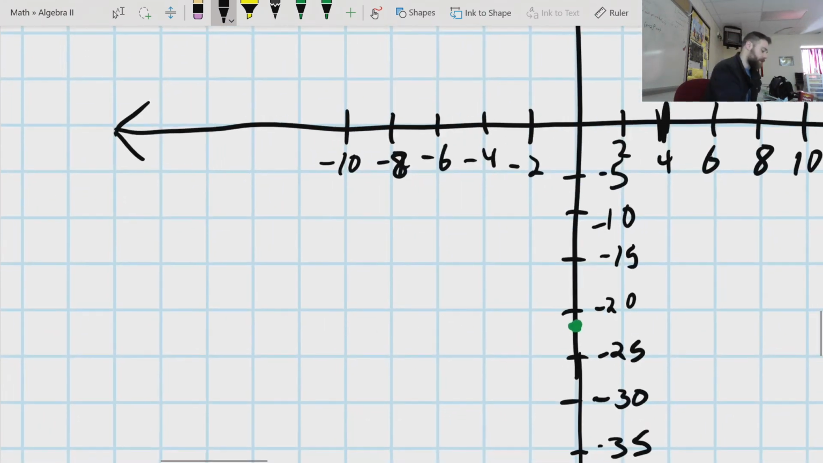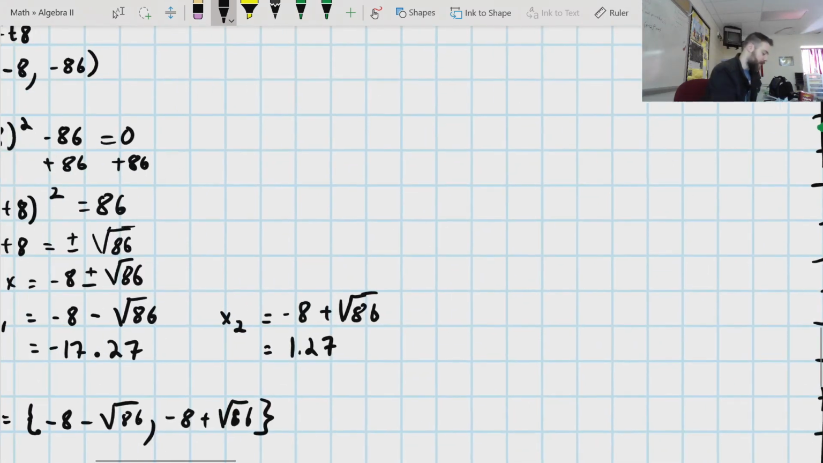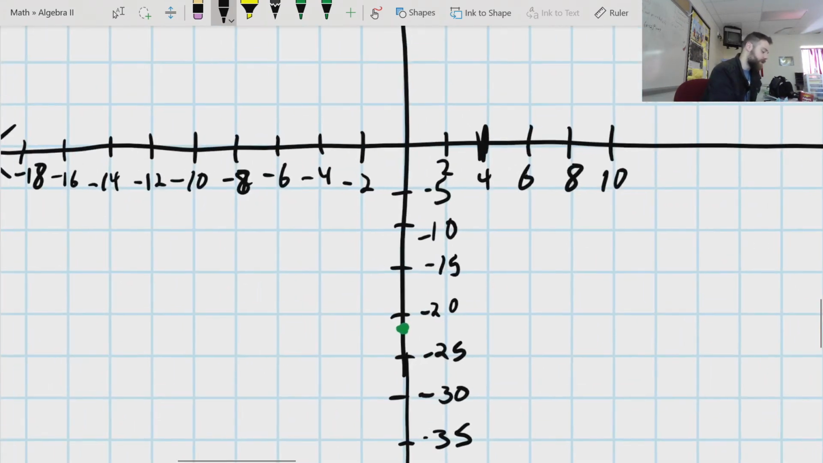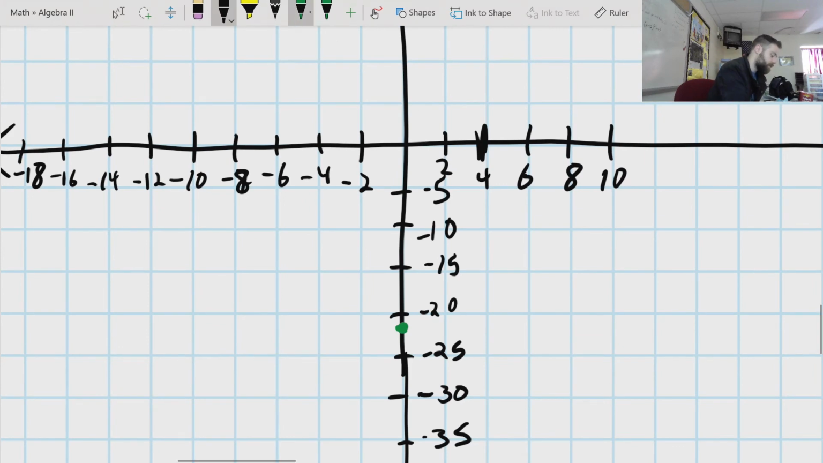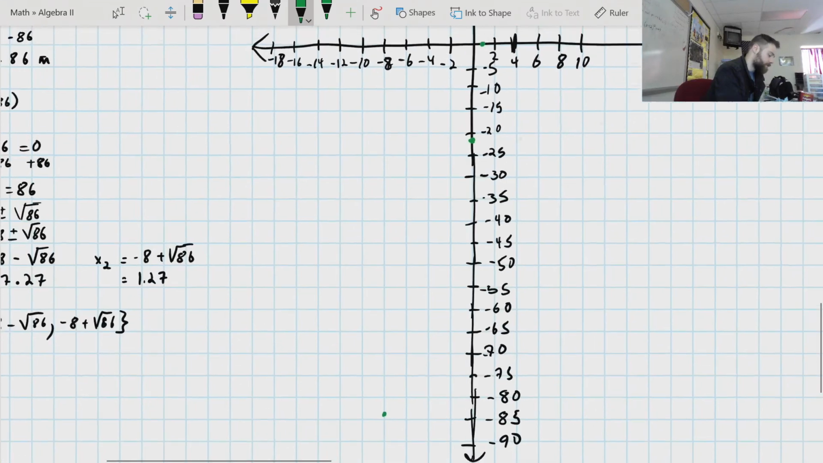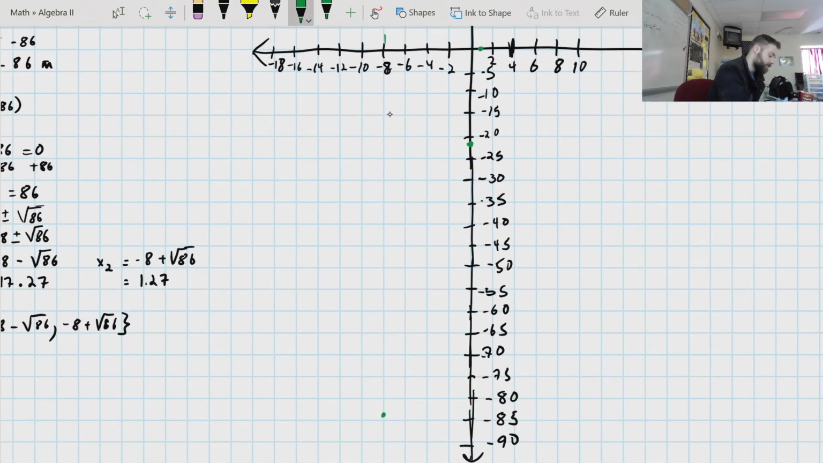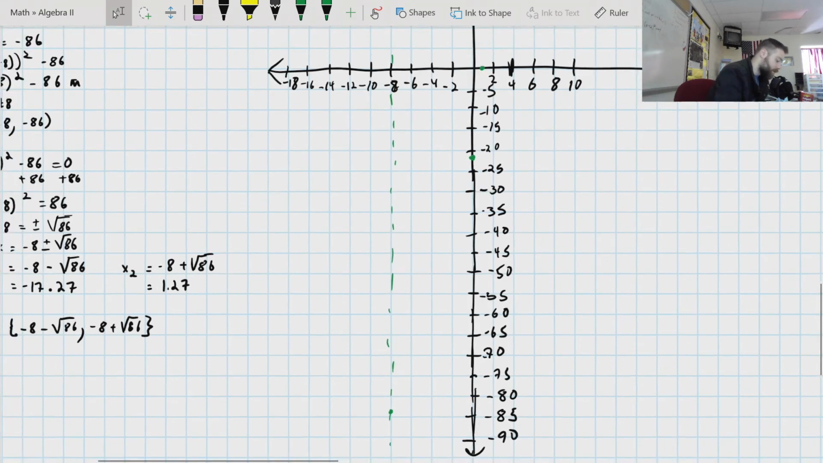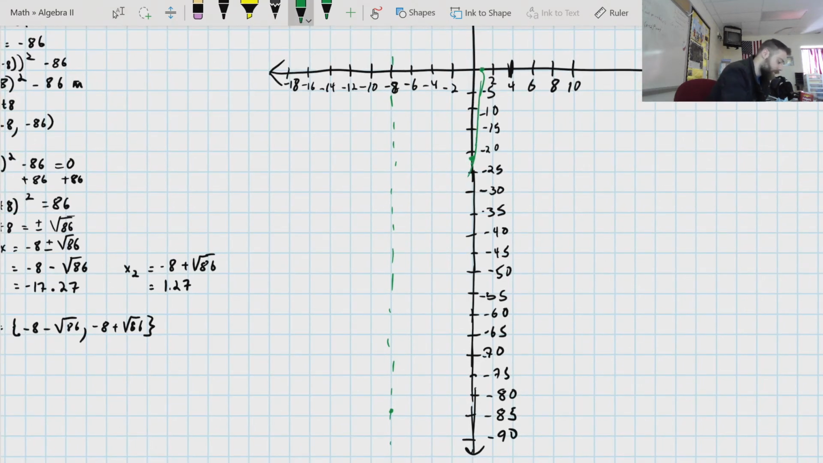So I can go over here and I can kind of extend this graph, which I'm going to do. Negative 12, negative 14, negative 16, and then negative 18. It just so happened to fit. So I'm going to graph this function. It's going to hit 1.27, so right about here. And I know where my axis of symmetry is. My axis of symmetry is here. So I know that this function is going to curve up like this.